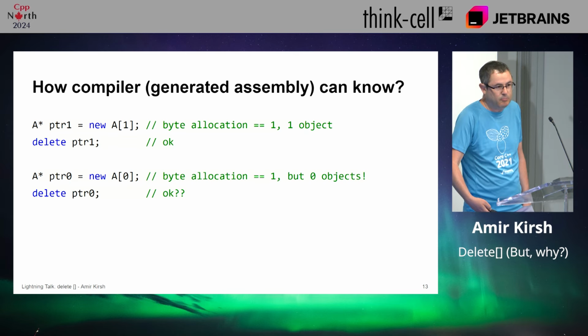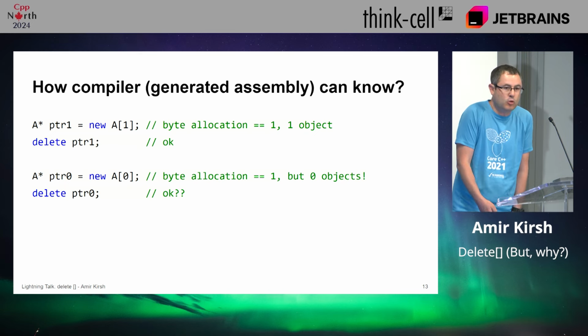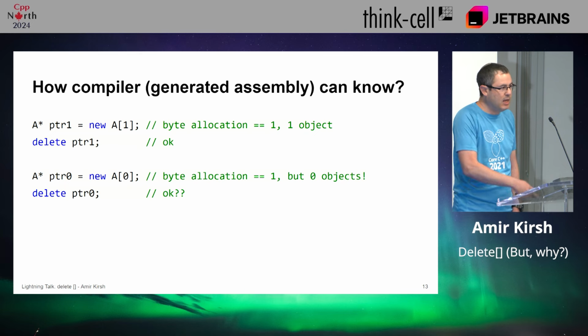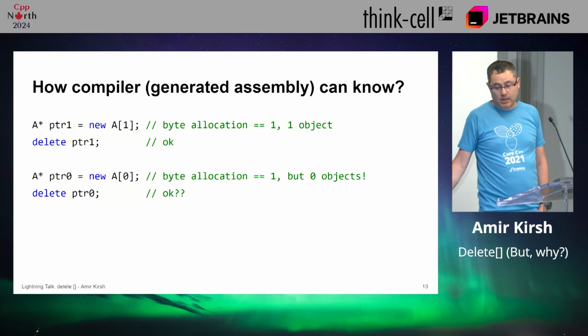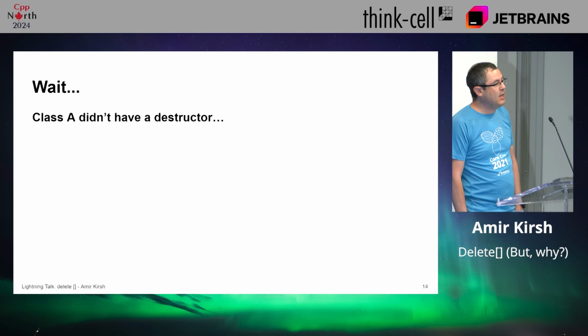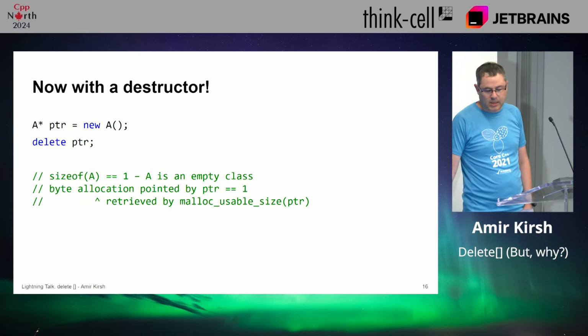So how can the compiler know, I mean, generate the proper assembly to actually call the proper number of destructor calls? For 0, it should be 0, but the allocation was 1. Same as allocation for a single object, and the size of the object was 1. So the story is not exactly that. Wait, we didn't have a destructor in this case. And since we didn't have any destructor, there isn't anything to destruct. So the story is a bit more complicated when there is a destructor.